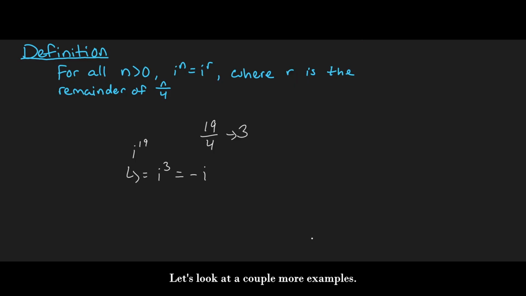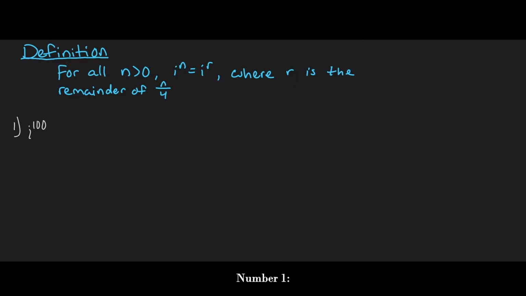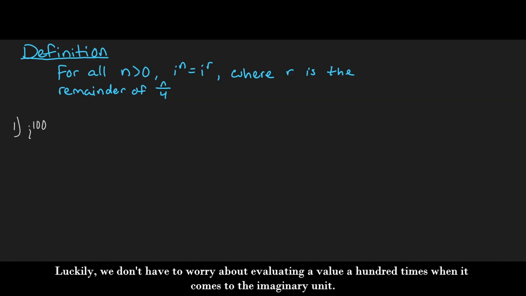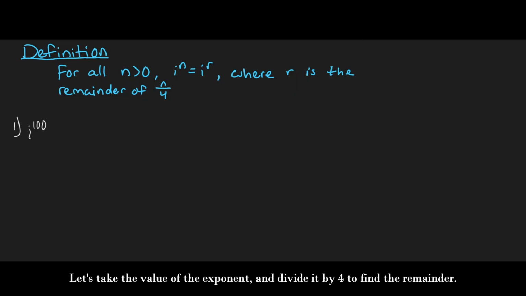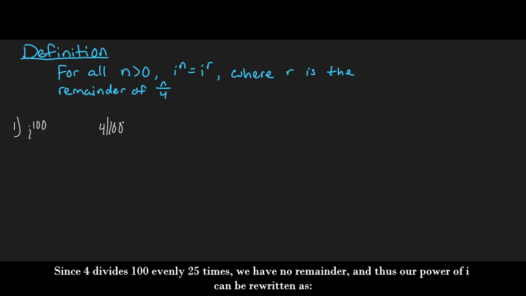Let's look at a couple more examples. Number 1, i raised to the 100th power. We have here a very large exponent. Luckily, we don't have to worry about evaluating a value 100 times when it comes to the imaginary unit. Let's take the value of the exponent and divide it by 4 to find the remainder. Since 4 divides 100 evenly 25 times, we have no remainder. Thus, the power of i can be rewritten as i to the 4th, which equals 1.